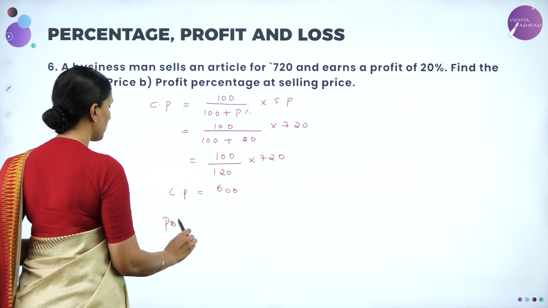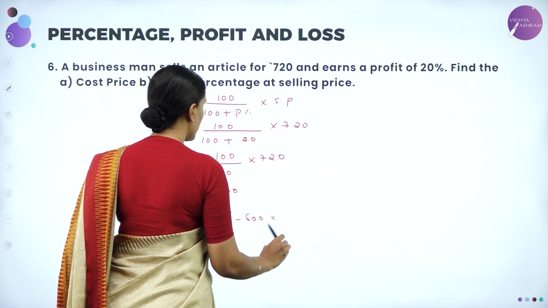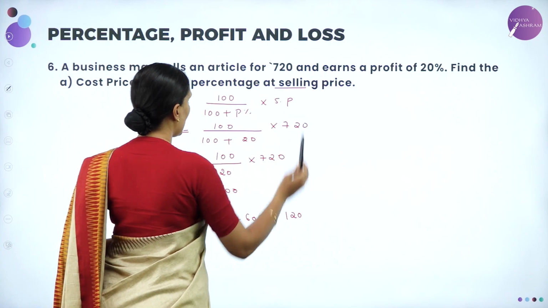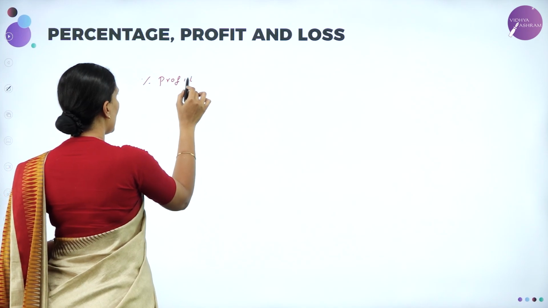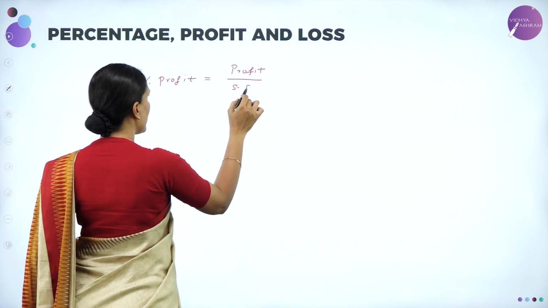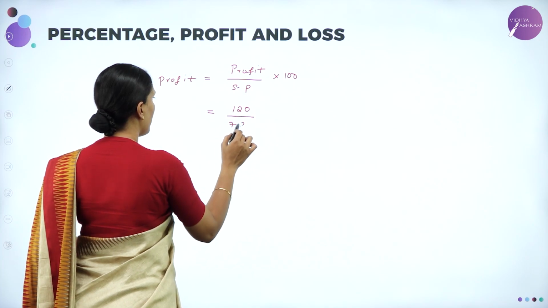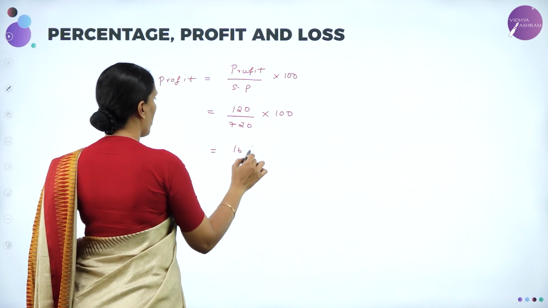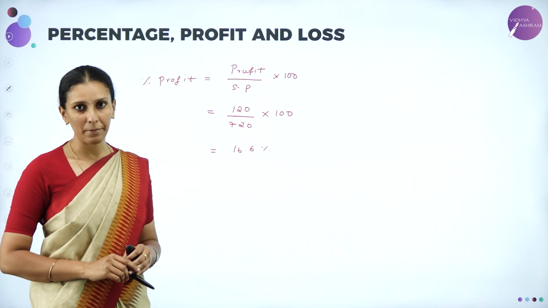Now what is the profit? So profit is obviously 720 minus 600, which is equal to 120. Now we need to take the ratio of profit with selling price. So therefore, profit percentage in terms of selling price is equal to profit divided by selling price into 100. So the profit was rupees 120, selling price is 720 into 100, which is equal to 16.6%. So this is the percentage profit with selling price.